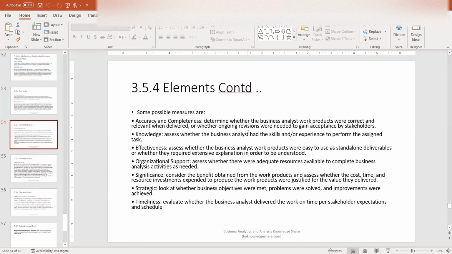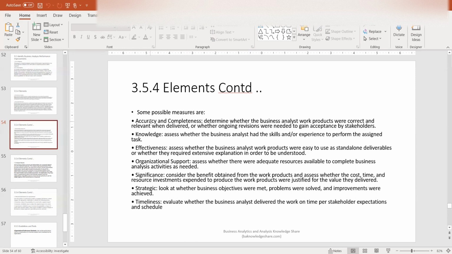Organizational support: assess whether there were adequate resources available to complete business analysis activities as needed. Significance: consider the benefit obtained from the work products and assess whether the cost, time, and resource investments expended to produce the work products were justified for the value they delivered. Strategic: look at whether business objectives were met, problems were solved, and improvements were achieved. Timelines: evaluate whether the business analyst delivered the work on time for stakeholder expectations and on schedule.